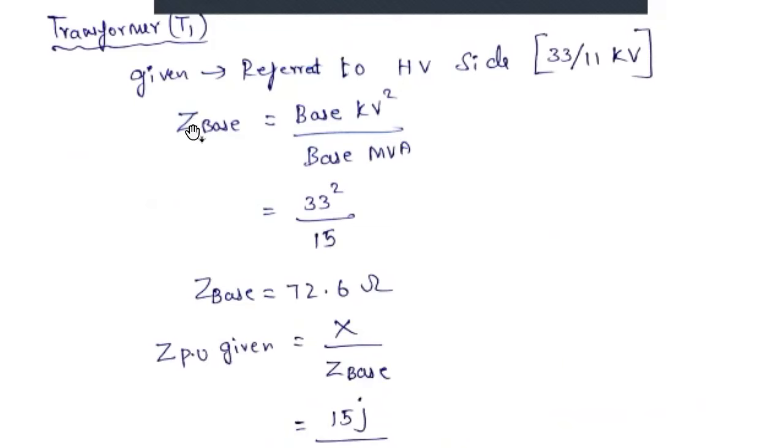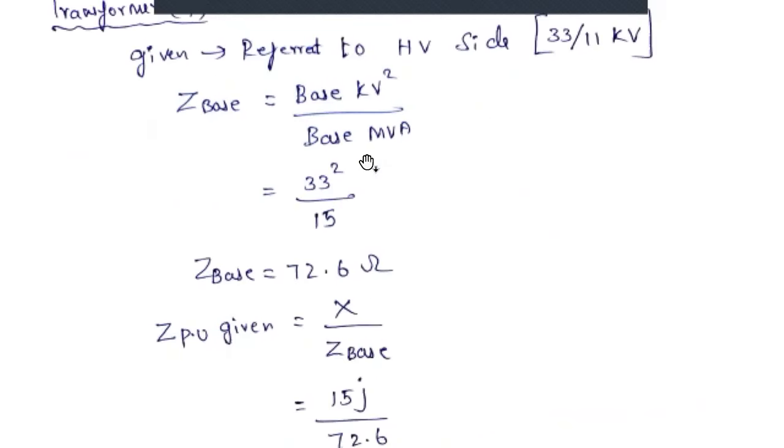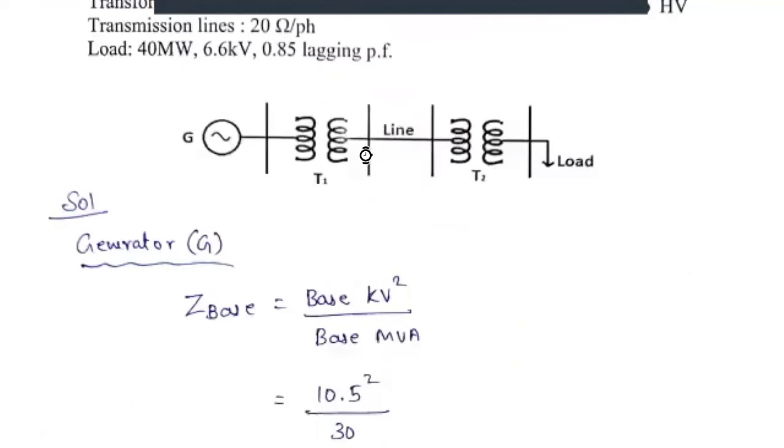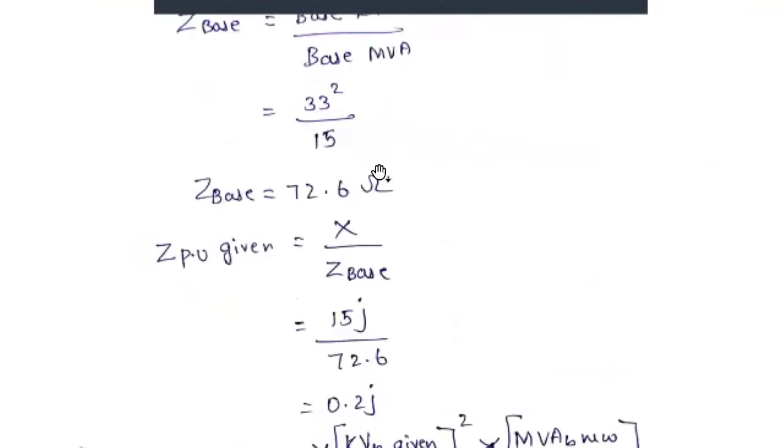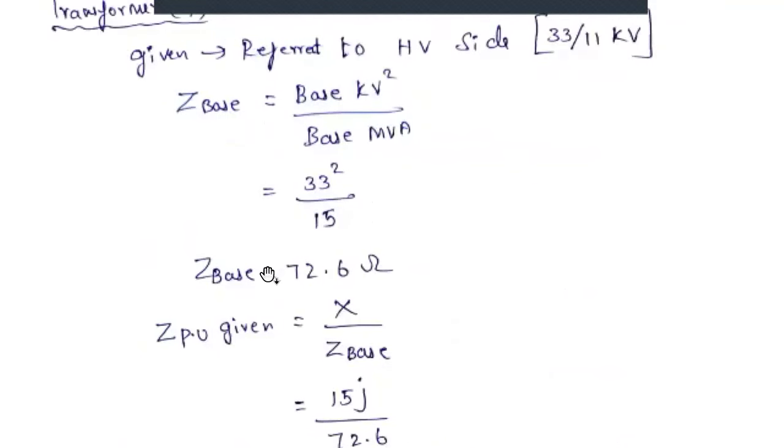So this formula: Z base equals base kV squared divided by base MVA. Base kV is 33, because when referring to the HV side we take that value as 33. So 33 squared divided by base MVA. The base MVA given in the problem for the transformer is 15 MVA, so that value we are taking here. Next, if you divide this, you get Z base equal to 72.6 ohms.